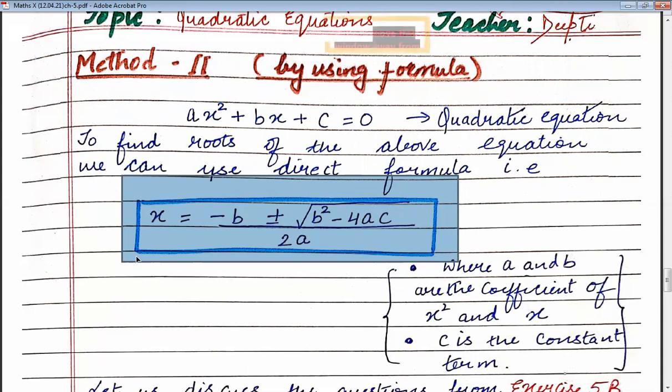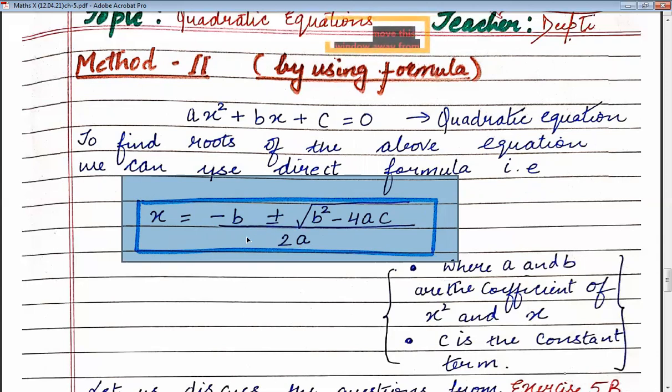And the formula is x is equal to minus b plus minus square root of b square minus 4ac whole upon 2a. I repeat, what is the formula to find the roots of the quadratic equation? That is minus b plus minus under root b square minus 4ac whole upon 2a. Now children, in this you know your a, b, c because it is given in the quadratic equation.